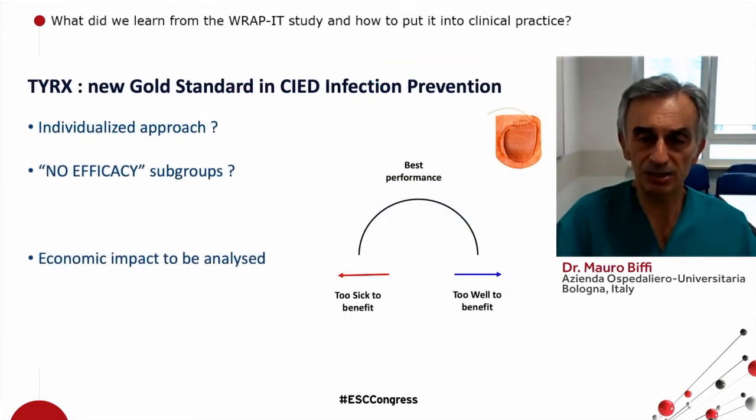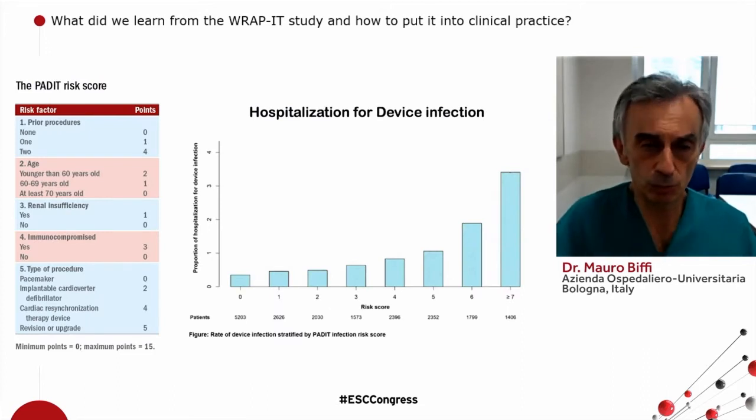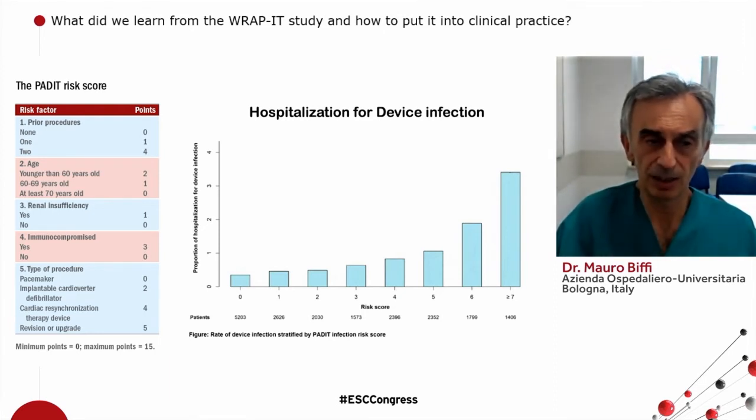So while we are in search of a way to identify those patients most likely to benefit from the antibiotic envelope, we will have to understand that there are patients that are too sick or too well to benefit, because the infection rate is either too low or too high to make a difference with any strategy that is being used. One possible approach to risk stratify those patients who have greater benefit from the Tyrx envelope is to generate risk scores and test them in a different population.